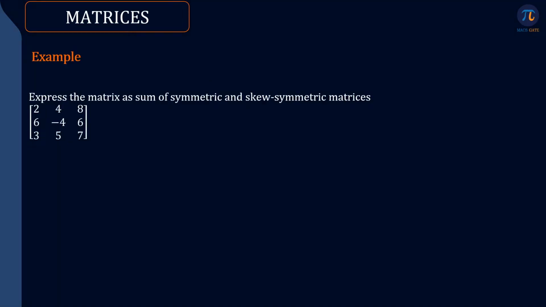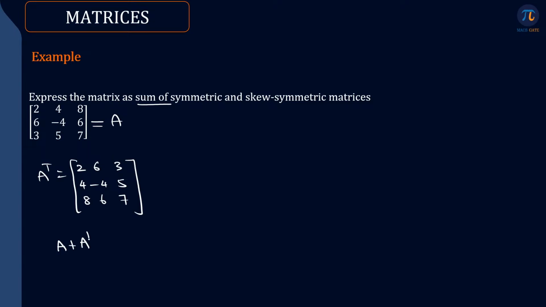Sometimes this kind of example can also be given, sir. Express the matrix as sum of symmetric and skew symmetric matrix. So you just take this as A, then you find A transpose. Transpose means first column becomes first row, second column becomes second row, third column becomes third row. So you have to do two things. One is A plus A transpose, the other one is A minus A transpose.